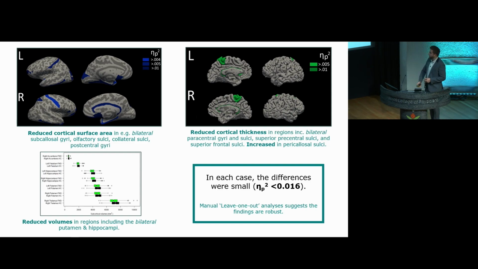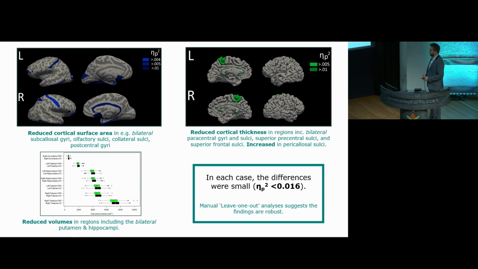Again, there was reduced cortical thickness in regions in the FND, for example, the paracentral gyri and sulci, the superior precentral sulci, and the superior frontal sulci. And the only region that showed any increase in FND was the bilateral pericallosal sulci. We found reduced volumes in subcortical regions, particularly the bilateral putamen and hippocampi.